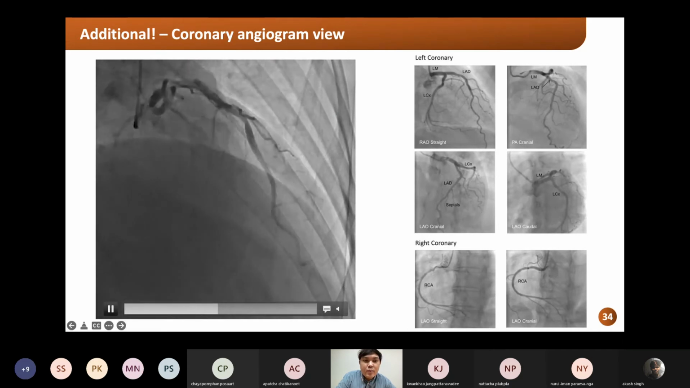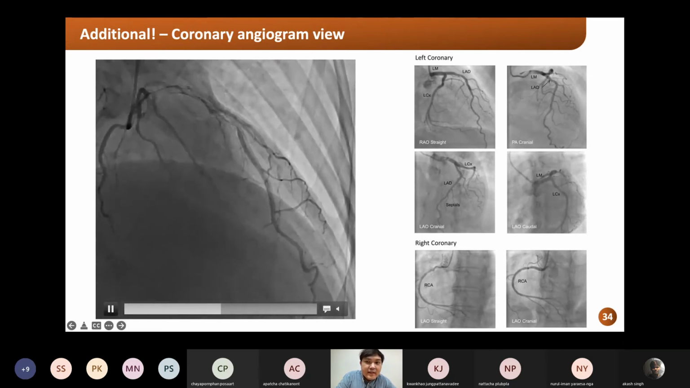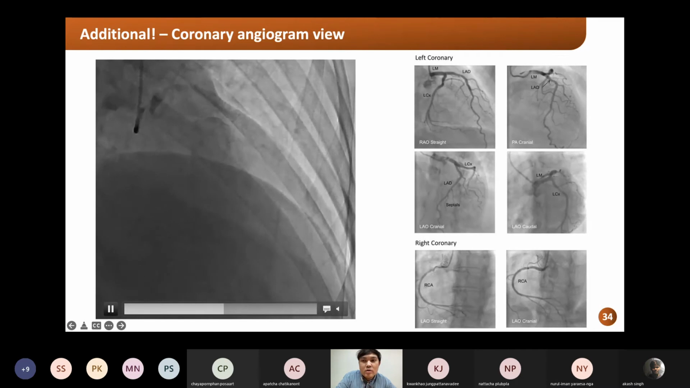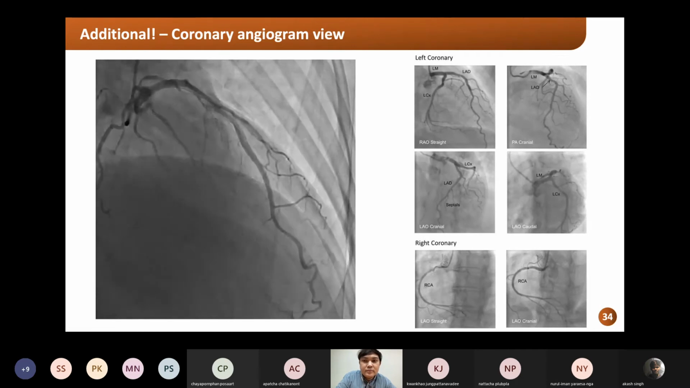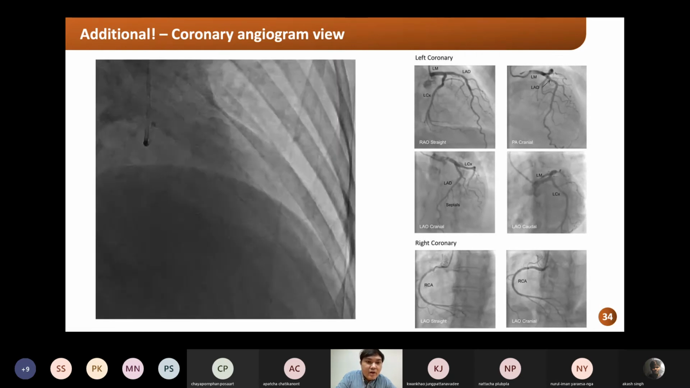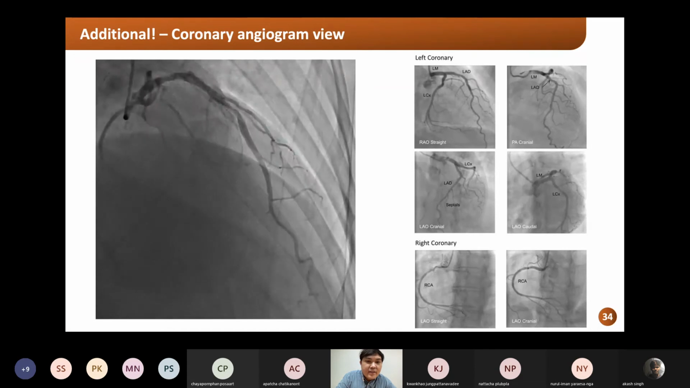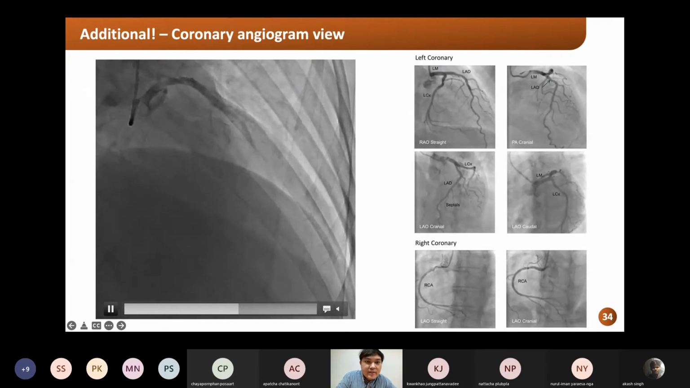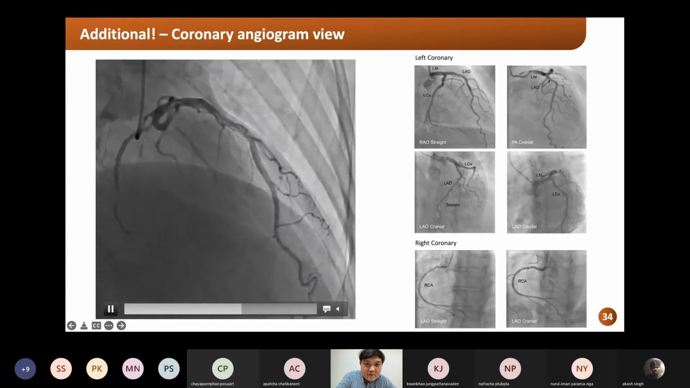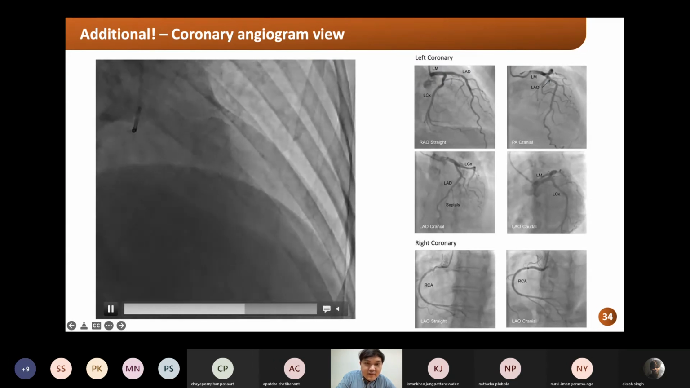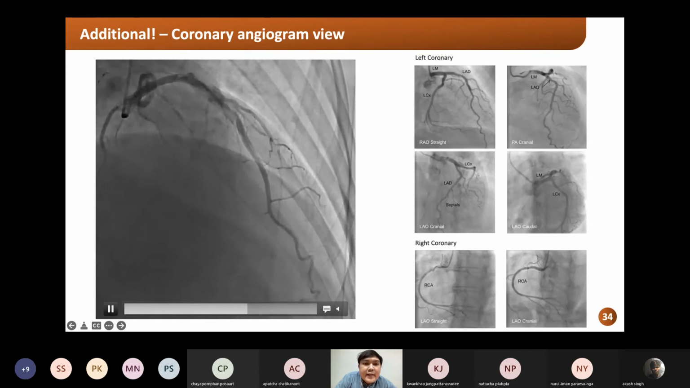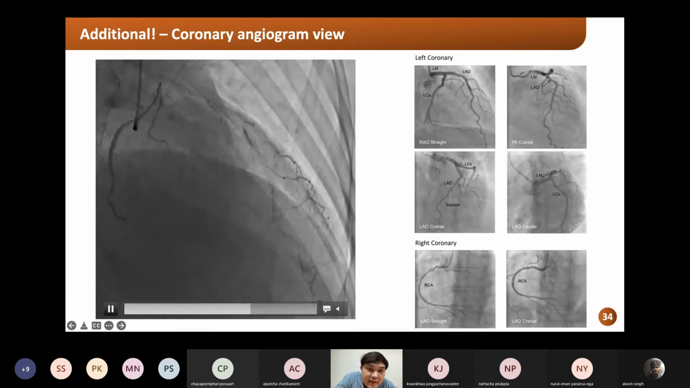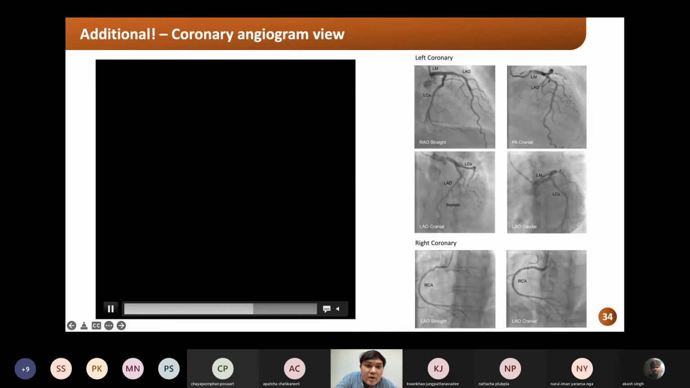And the last one in this clip would be the RAO cranial. Normally the doctor uses this field to see the septal branch of the LAD. You will see the LAD line from this to this part, and here is the septal branch of the LAD. You will see a slight lesion here, in the proximal part of the LAD.